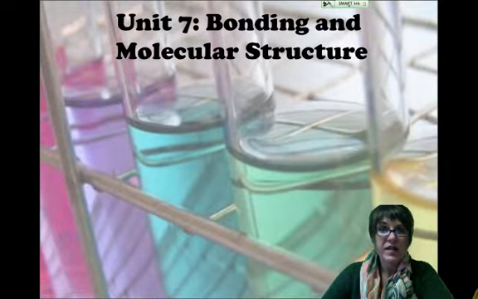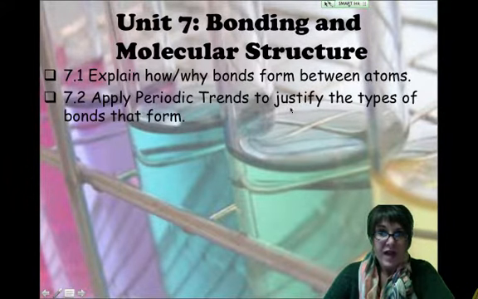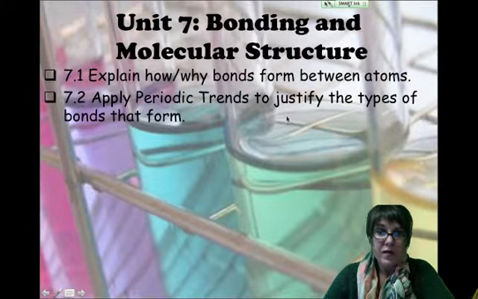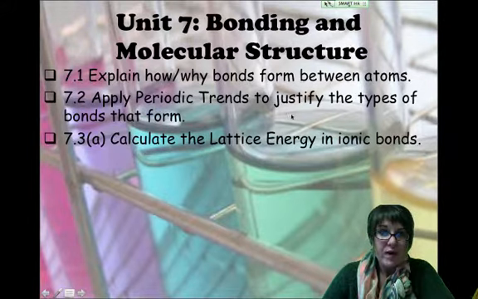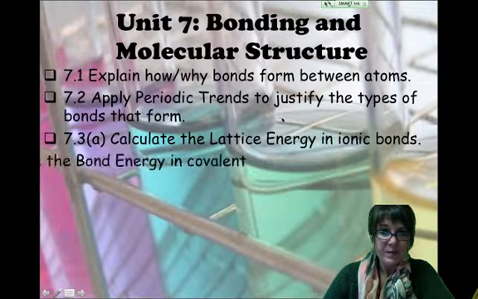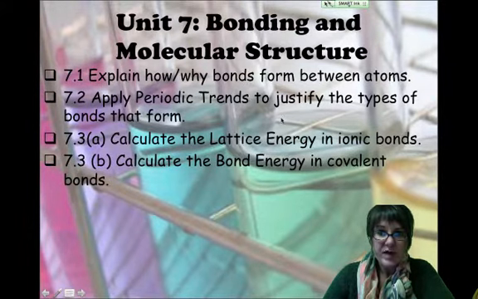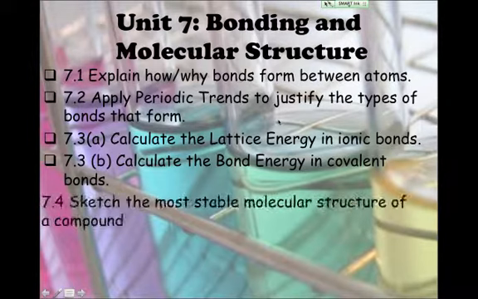So we'll be starting off with why and how bonds form between atoms, and then apply periodic trends to justify the types of bonds that might form: ionic, covalent, polar covalent, and so on. We'll also be looking at how we calculate the lattice energy in ionic bonds, and calculating the bond energy in covalent bonds, which has a slightly different twist to it.